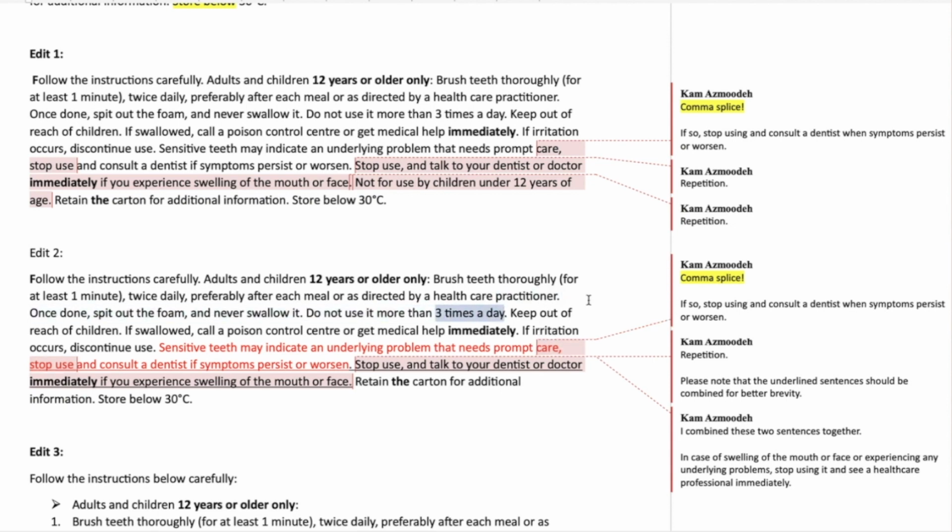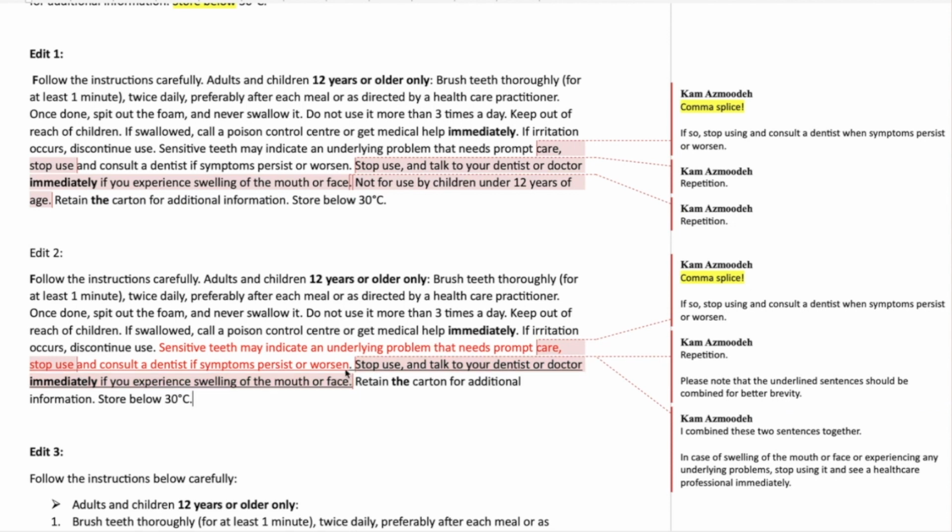And now take a look at this one. So what I did was, I showed you this one, and I showed you that there's some sort of repetition going on. Please note that the underlined sentences should be combined for better brevity.